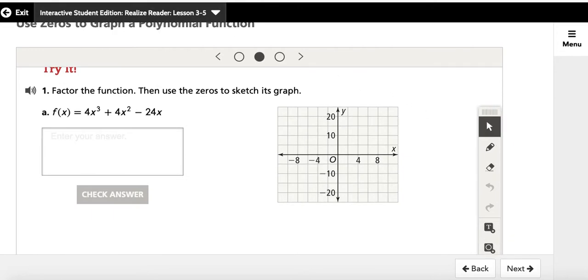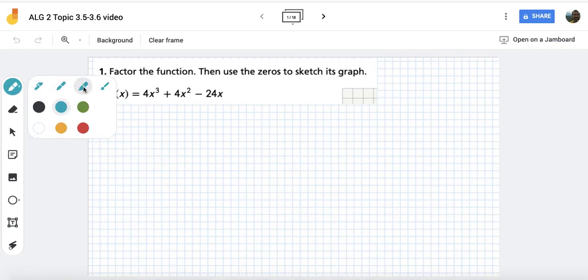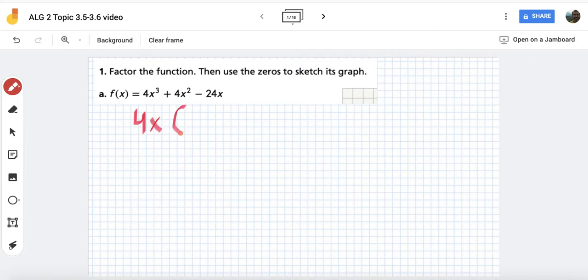All right, I'm going to get a worksheet here. Factor the function. Well, first of all, looks like I can factor out a 4. Let me get a bigger marker and change the color again. 4, 4, 4, and an x can come out of everything, so I'm going to factor it out as 4x. And what I'm left behind with is x squared plus x minus 6.